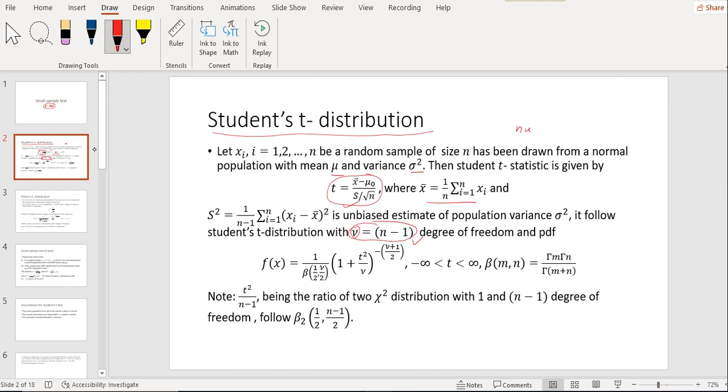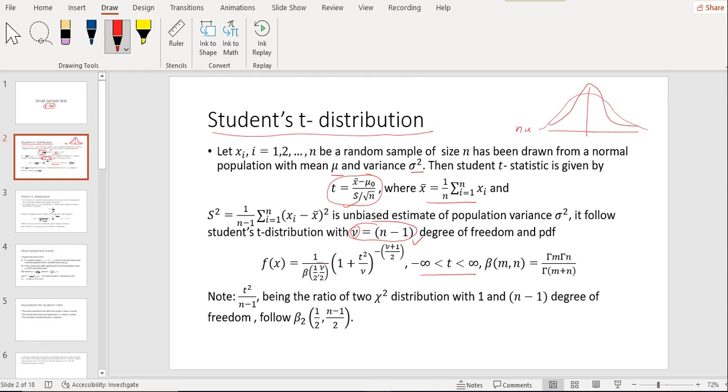Its probability density function is given by 1 upon beta of 1 by 2, nu by 2, times 1 plus t square by nu raised to the power minus nu plus 1 by 2, where t varies from minus infinity to infinity. The t distribution looks like a normal distribution and is also symmetric, but it is more peaked than the normal distribution, right? The nature of the curve depends upon the degrees of freedom. When the degrees of freedom are very large, the t distribution behaves like a normal distribution.